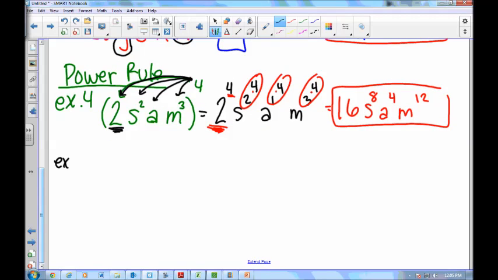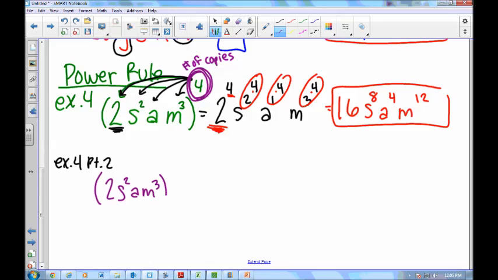An example for part 2. This 4 is your copy machine. That exterior exponent is the number of copies. So this one could get tedious if that number gets really big. So it means we have 4 copies of the parentheses.